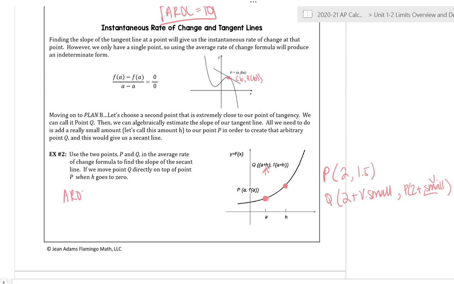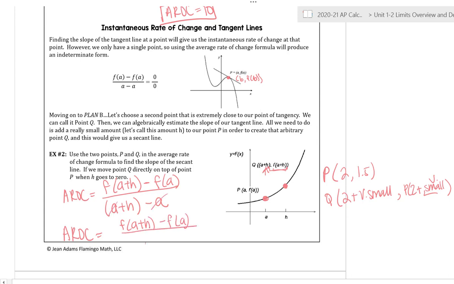The average rate of change in this scenario is going to be that second y2, so that f of a plus h, minus y1, which is f of a, over x2, which in this case is a plus h, minus a. I can do a little bit of simplification in the denominator by removing those parentheses. And I'm just going to rewrite this as f of a plus h minus f of a. I notice that these a's cancel out, so this is all over h.